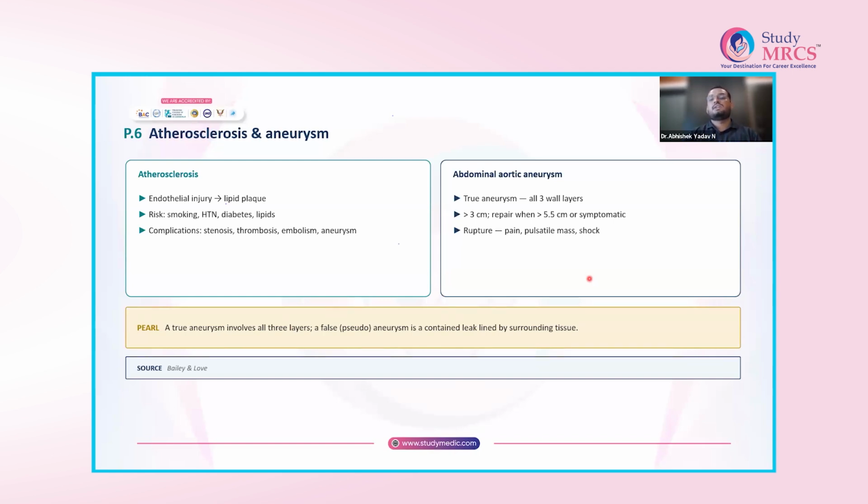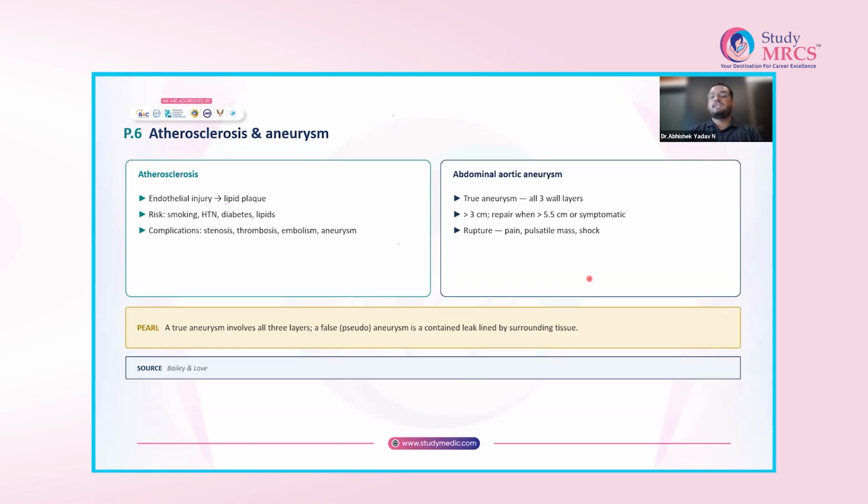Okay, the very important part we have to remember is AAA, abdominal aortic aneurysm. It most commonly occurs in the abdomen at the infrarenal region, in the abdominal aorta before the bifurcation into the common iliac arteries. That's the most common site where abdominal aortic aneurysms occur. Most of the time it is asymptomatic.